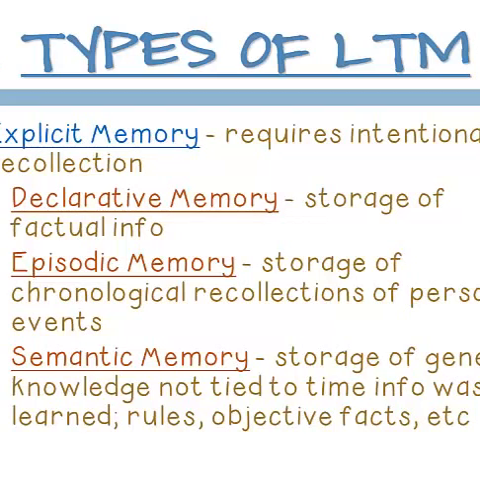The third type of explicit memory that we have is semantic memory. And this is storage of general knowledge. It's not really tied to when it was learned. You don't even remember when you learned it. It's rules, it's objective facts, definitions of common words. You know what a dog is. You don't remember when you learned what a dog was. It's the memory of just basic general knowledge.